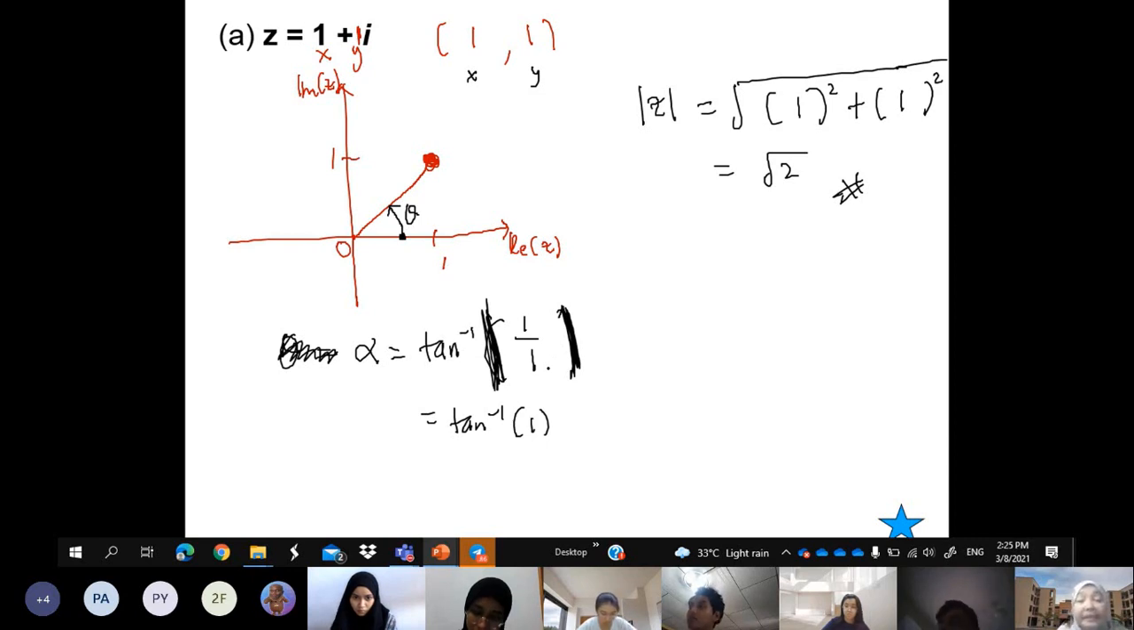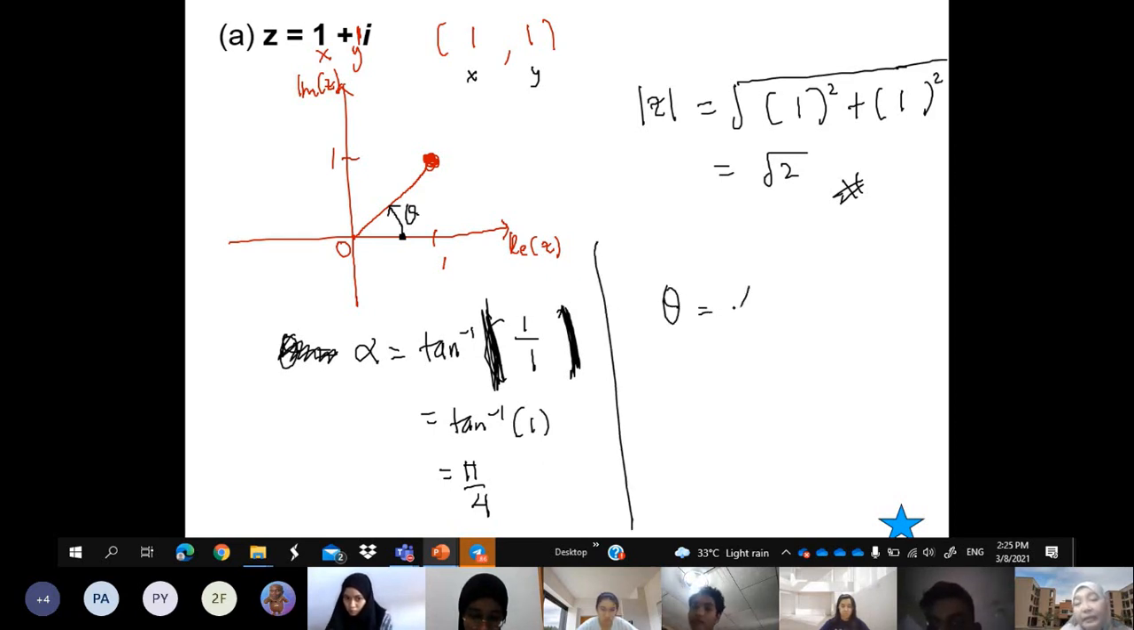Your calculator must be in radian mode. Tan inverse of 1 is equal to pi over 4, in radians, not in degrees. You can leave it as a fraction, pi over 4, or in decimal. When in decimal, give the answer to at least 3 significant figures. Then theta is equal to alpha, which means pi over 4. Done, part A settled. Any problem, class?